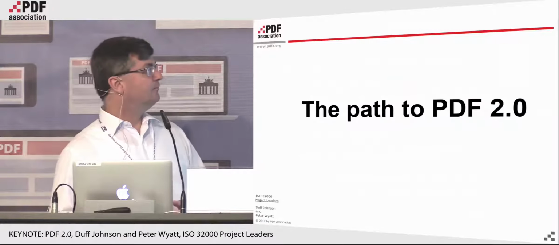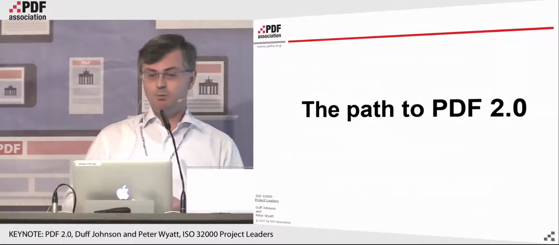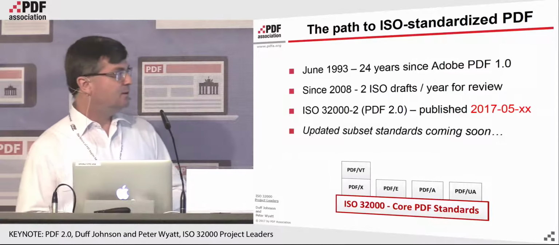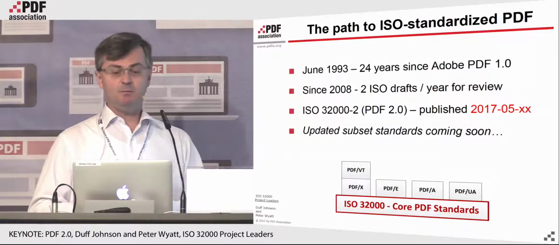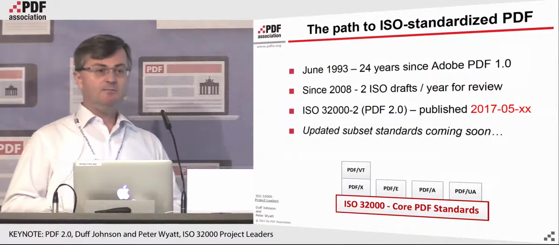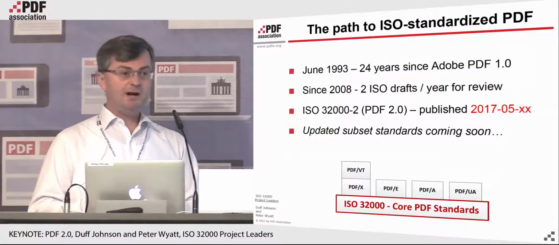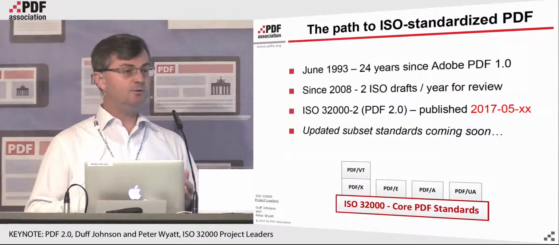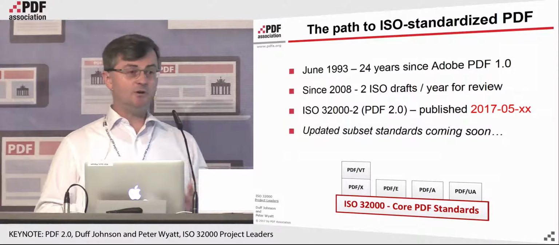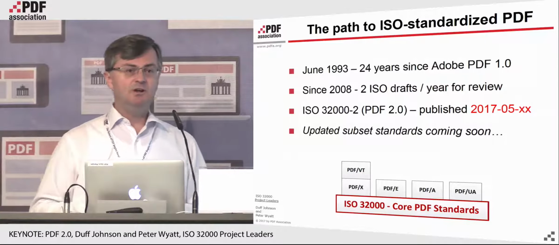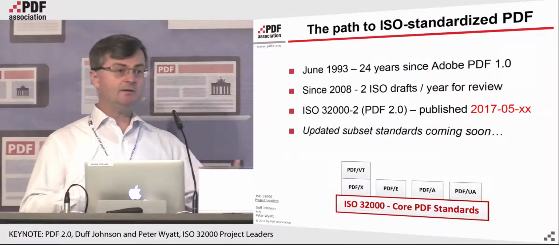So let's move forward. I'm going to begin by discussing how we got to PDF 2.0. It's been 24 years, or almost 25 years, since Adobe PDF 1.0. That's been a long time, but since 2008 we've had 2 drafts per year for review. I'll explain the review process in just a minute. That's been a very large number of documents that have been updated, put out for review, commented on, brought back and revised.